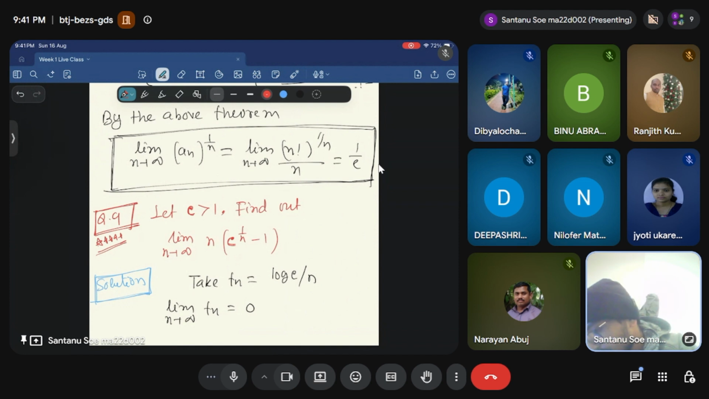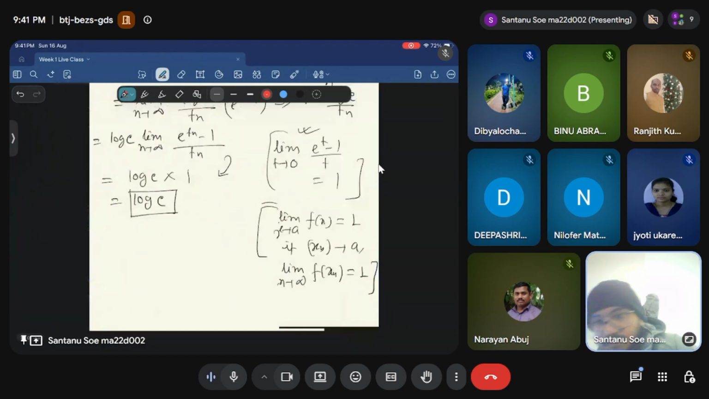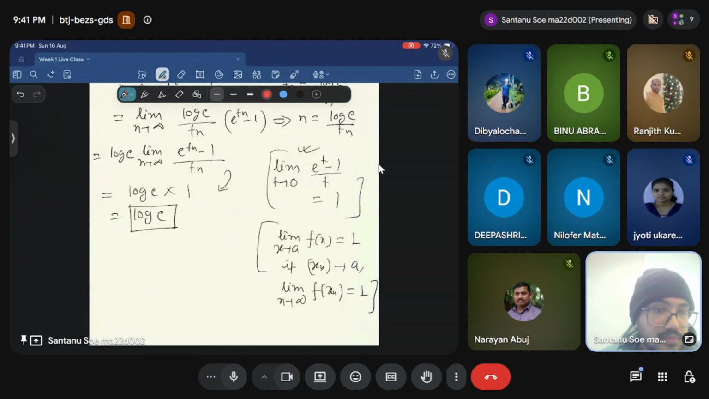Okay. So another approach is you can just take tn to be c to the power 1 by n, and then similarly you can do it using the sequential criteria. The limit will be log c. So I hope this is clear for everyone, and if not, you can go through the video again later.